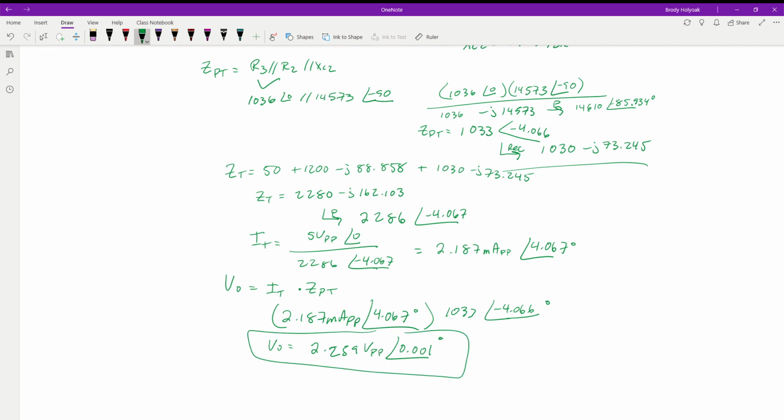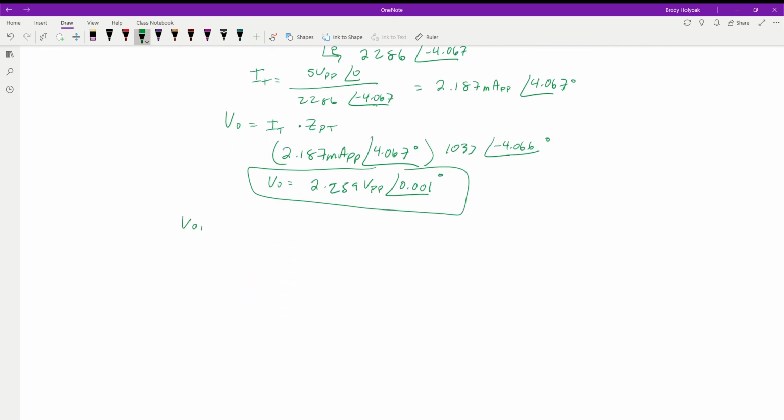Now the last part we need to do is solve for our V out max and our V out minimum. We're going to take our voltage DC plus our voltage out peak. Minimum is going to be VDC minus the voltage out peak. And so when we do that, we get our 3.25 plus, we take this voltage and we cut it in half. So we take the 2.259 divided by 2.